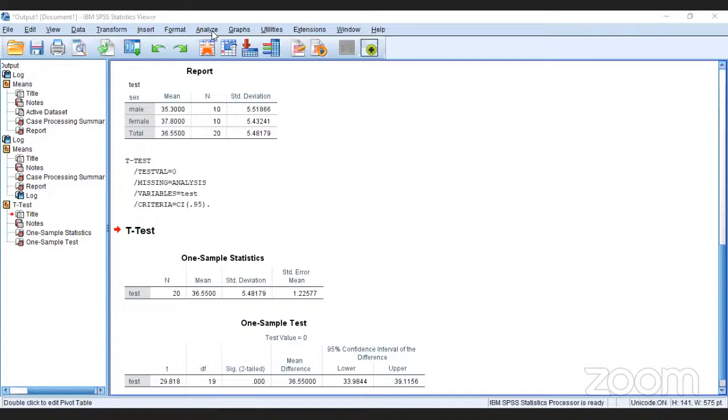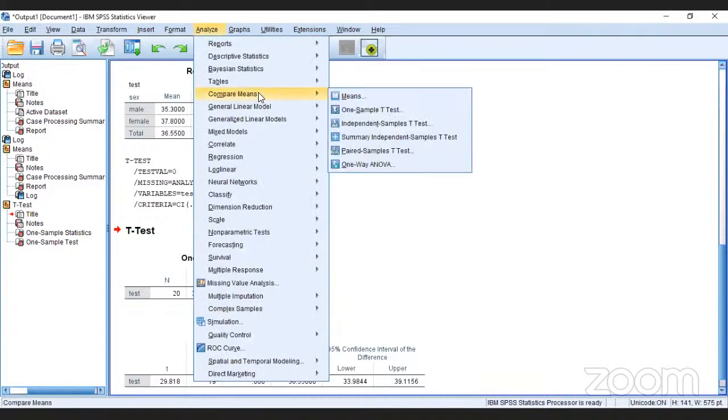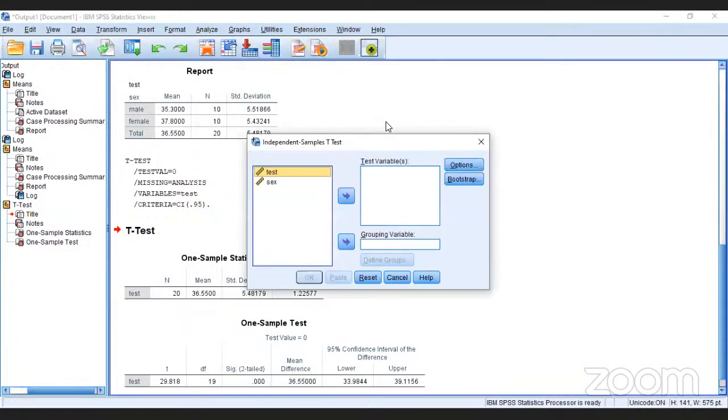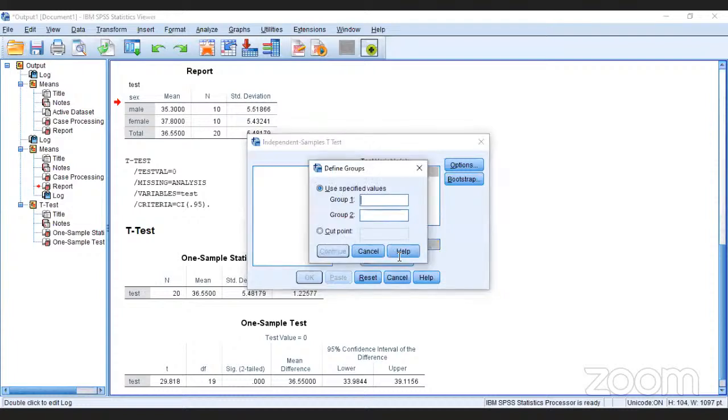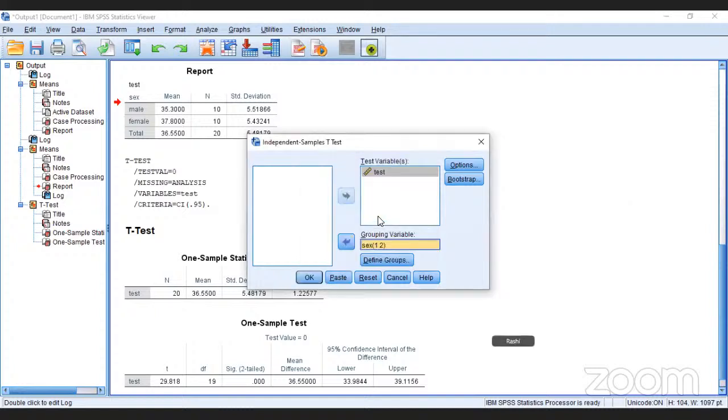Okay. Then I am going to the independent sample t-test. Is it visible? Yes, sir. So here you will find the grouping variables. This is vital. You have to define the groups. The defined group is 1, another group is 2. Continue, then okay.